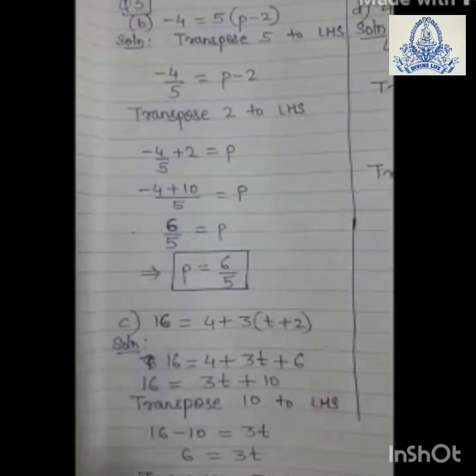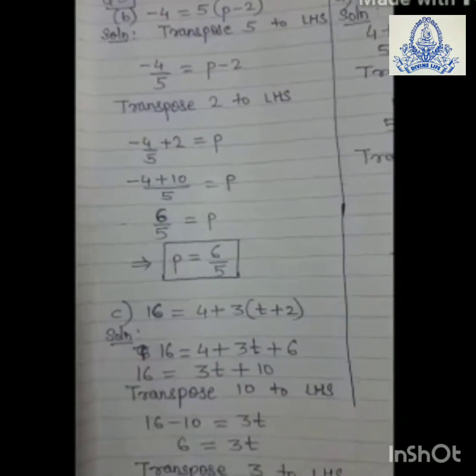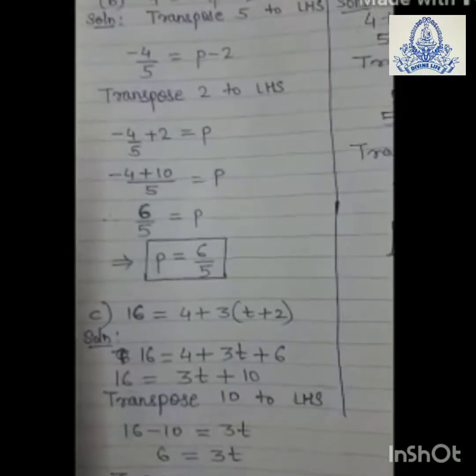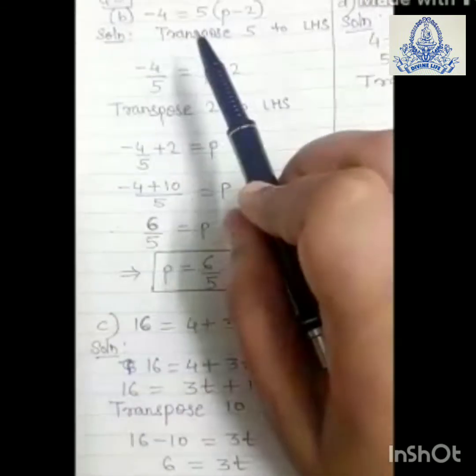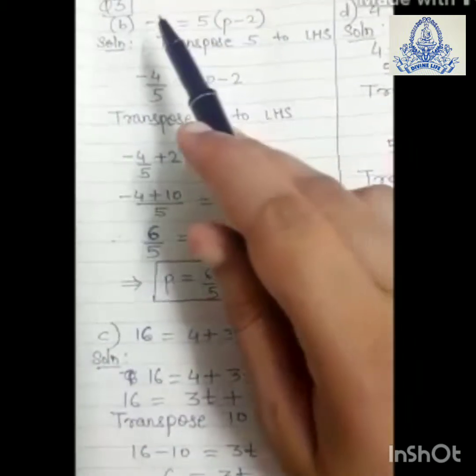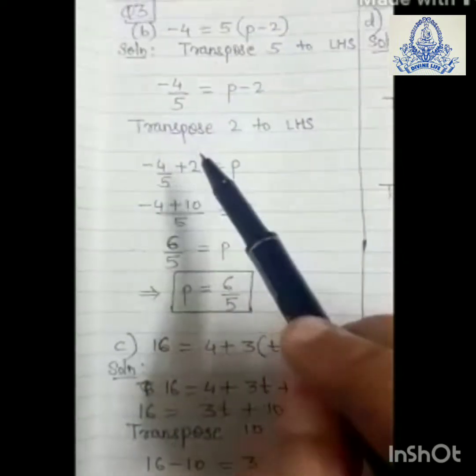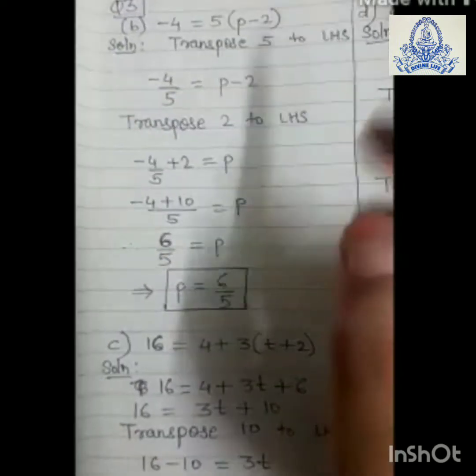Now see question number 3. In question number 3 you will see variables on both the sides. Okay, we will see that question. First solve this: minus 4 is equal to 5p minus 2. Now see, on LHS only one constant is there and on RHS variable is there. In the same way we have to solve.